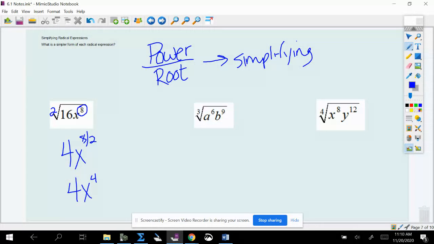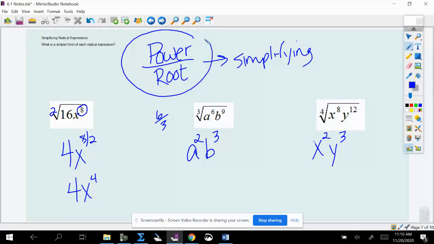For this middle one, A, you're going to do the 6th power divided by the third root. So 6 divided by 3 is going to give me 2. And then same thing with B, 9 divided by 3 is 3. So you get A to the second, B to the third. The next one, again, power over root. 8 divided by 4 is 2. 12 divided by 4 is 3. So you get x to the second power, y to the third power.